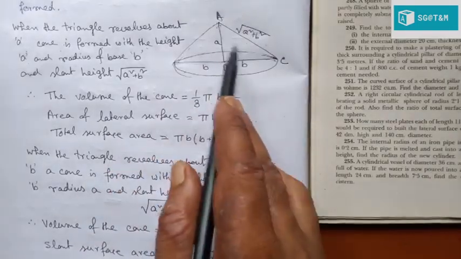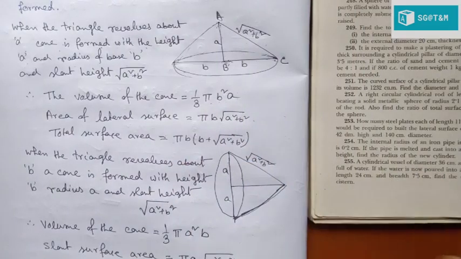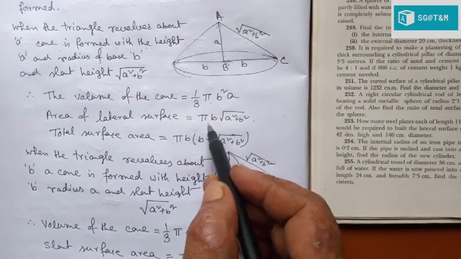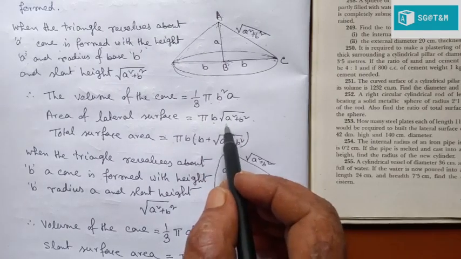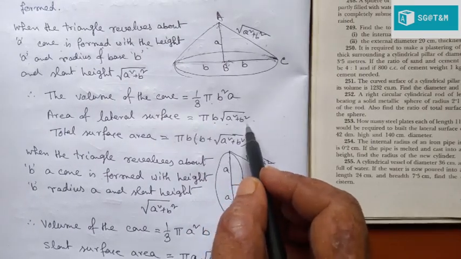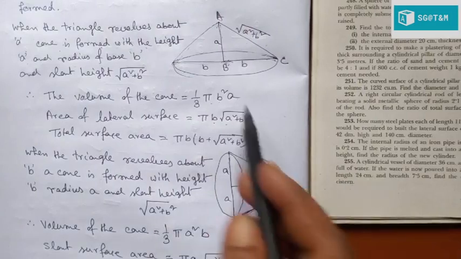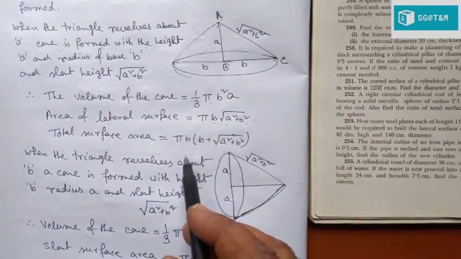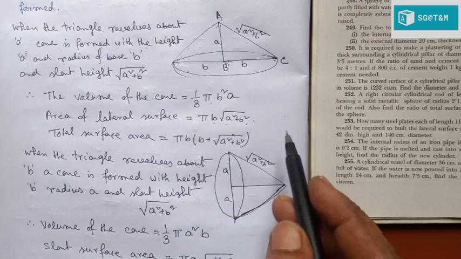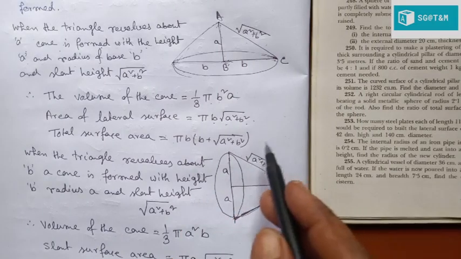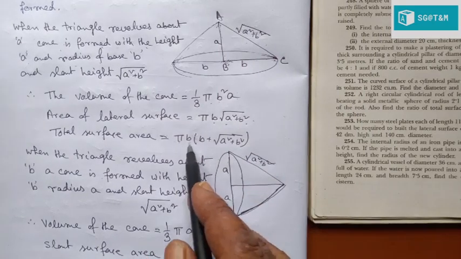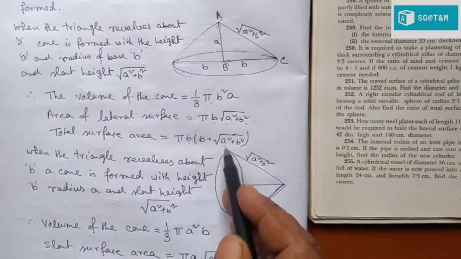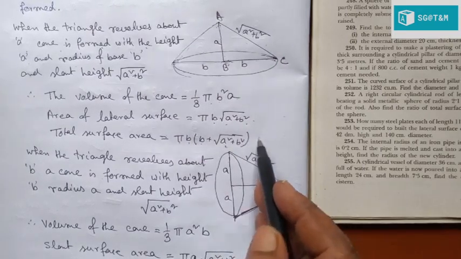Lateral surface area is given by pi r L, where L is the slant height. So pi into r, where instead of r the radius is b, and L is root over of a square plus b square. Total surface area is base plus lateral surface, so pi r into r plus L. Here r is b, so pi b into b plus root over of a square plus b square.